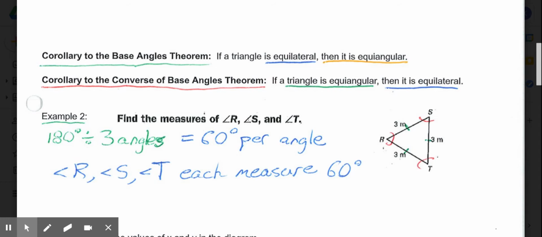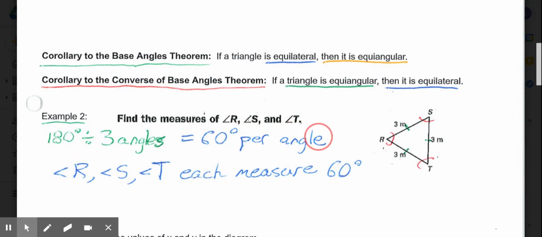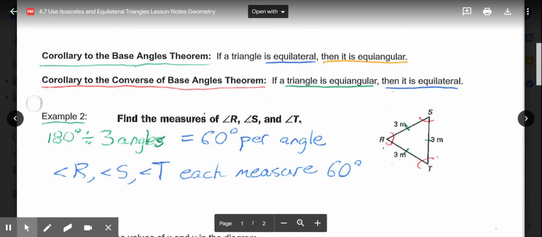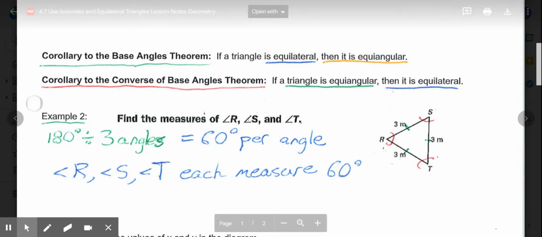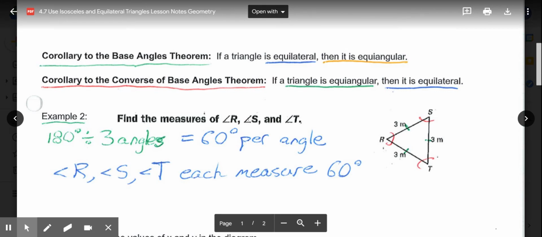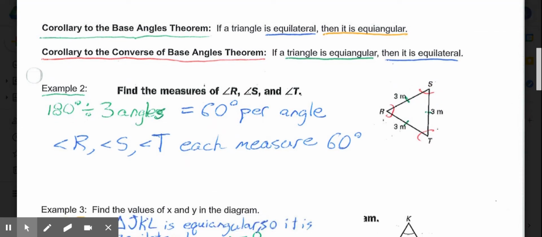So we know in equiangular triangles, if we're ever dealing with equiangular, we know that the individual angle measures are each 60 degrees. Because 180 degrees divided by 3 equal angles is 60 degrees per angle. So if we're looking to find the measures of R, S, and T, and we knew each side of this triangle was 3 meters, so it's already equilateral, we know the angles have to be the same. So R, S, and T each measure 60 degrees.